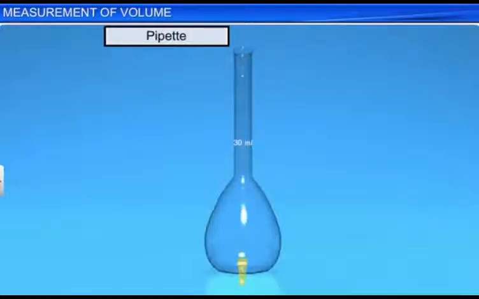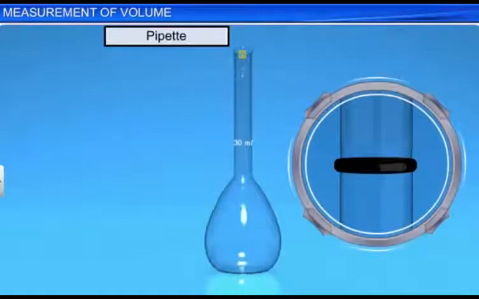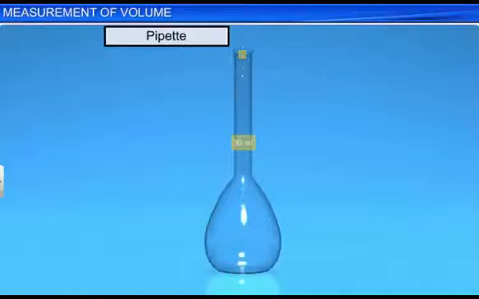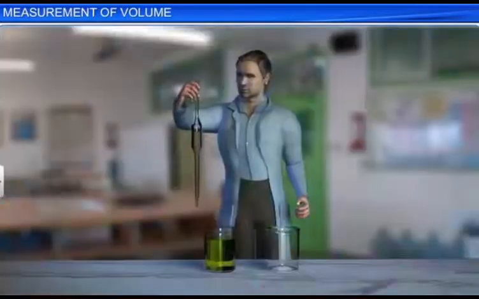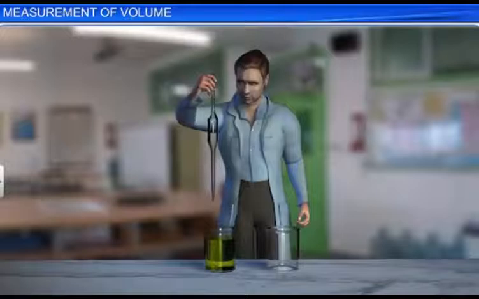A graduation mark is etched on the stem. The liquid filled in the pipette up to this mark represents its capacity, which is indicated over the glass bulb. To measure a definite volume of a given liquid, immerse the narrow end of the pipette into the given liquid.